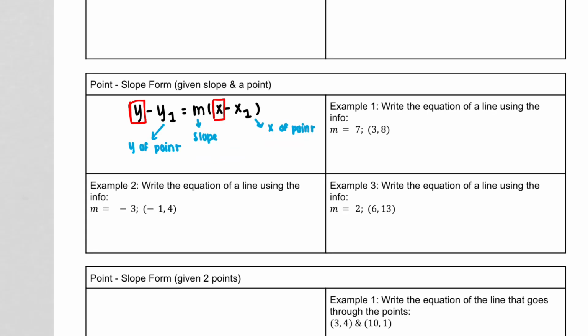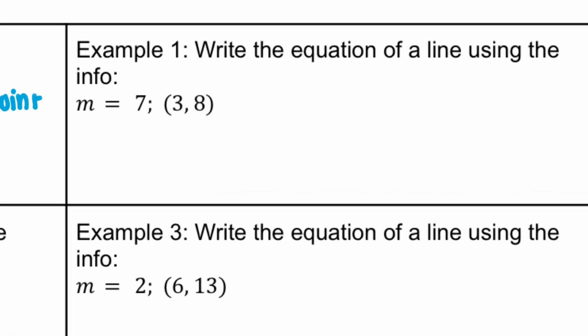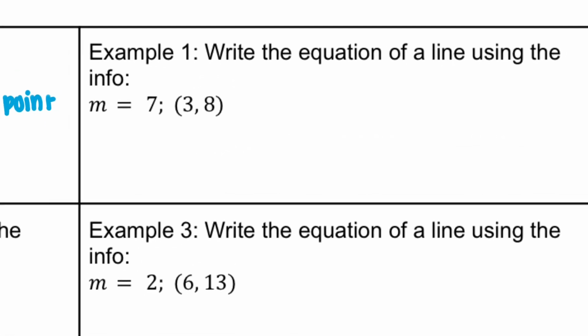So in this equation, the only thing that's going to stay letters is the regular y and the regular x. So example 1, you're writing the equation of a line using the info m is equal to 7 and the point is (3, 8). So I do have my slope already. I have this point (3, 8), so I am going to label it as x1, y1.